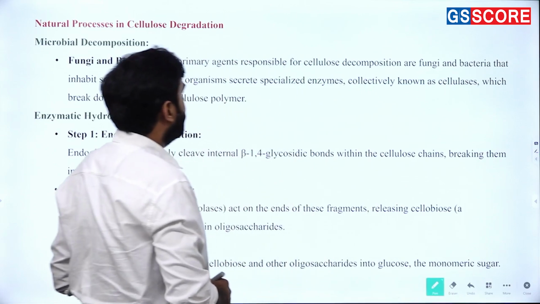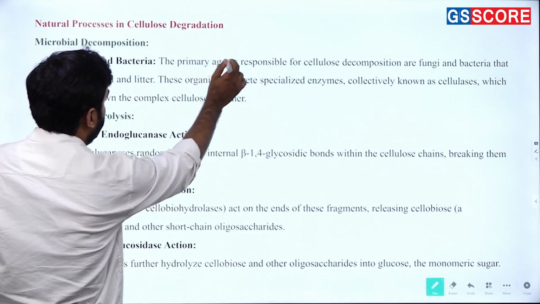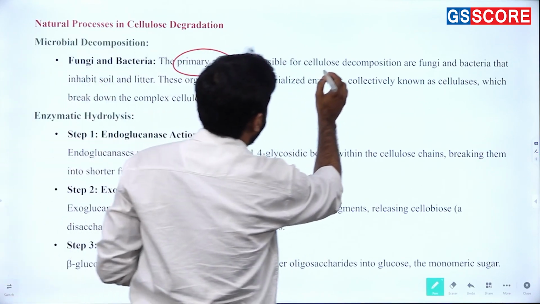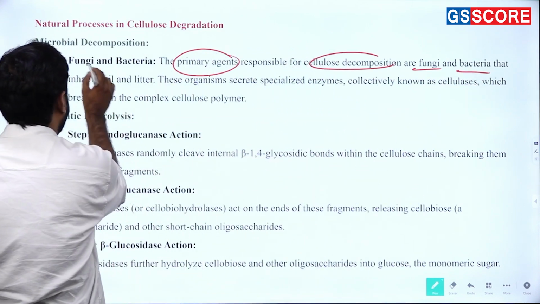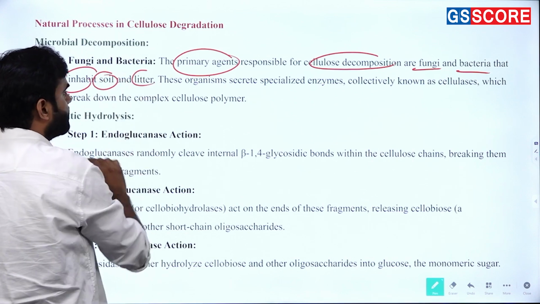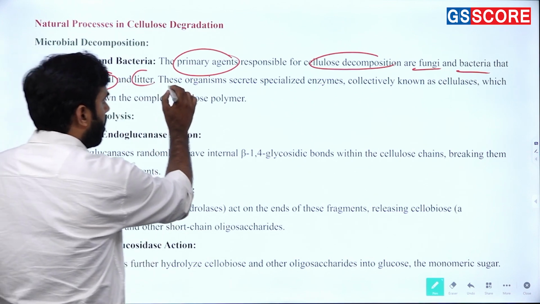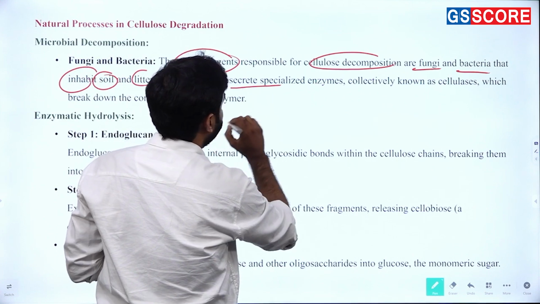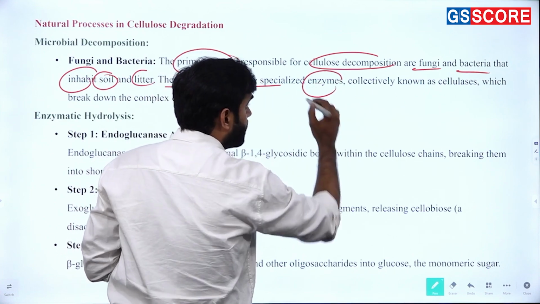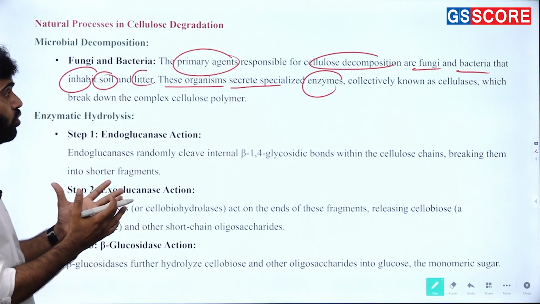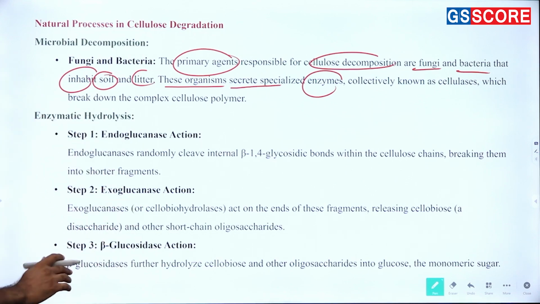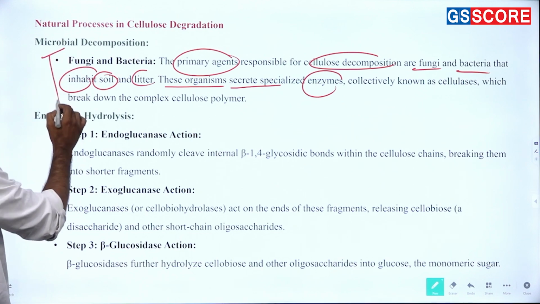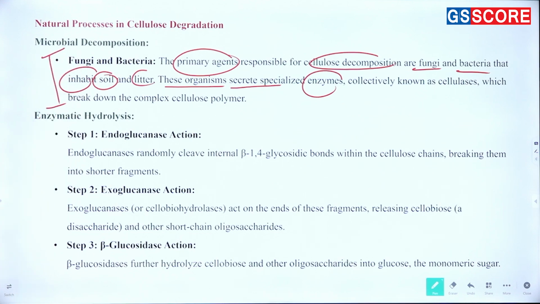Here, you can notice the primary agents responsible for cellulose decomposition: fungi and bacteria that inhabit soil and litter. Getting the points? And these organisms secrete specialized enzymes, collectively known as cellulase, which break down the complex cellulose polymers. Getting the points? So basically you are going to mention the role of fungi and bacteria. This becomes very important for us.